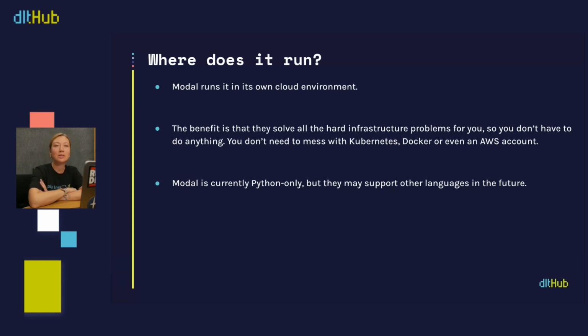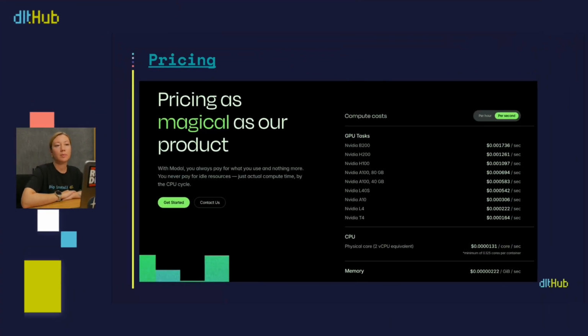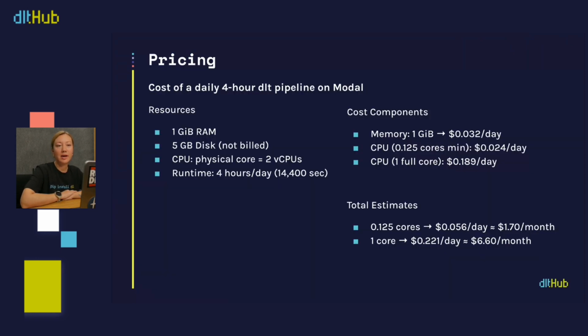Right now, Modal is Python only, which makes it especially nice for us. But they may support other languages in the future. Let's talk about costs, because that's often the first question when it comes to running pipelines in the cloud. Here's an example. Imagine we run a DLT pipeline for 4 hours every day on Modal. The setup would be pretty light. 1 gigabyte of RAM and 5 gigabyte of disk space.